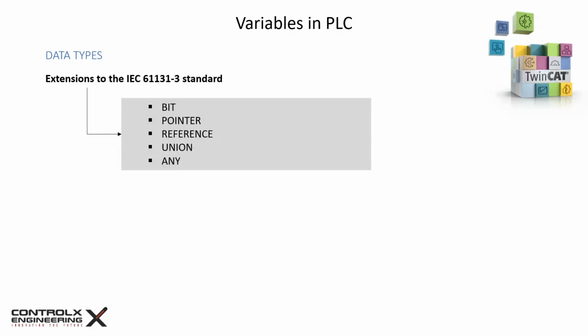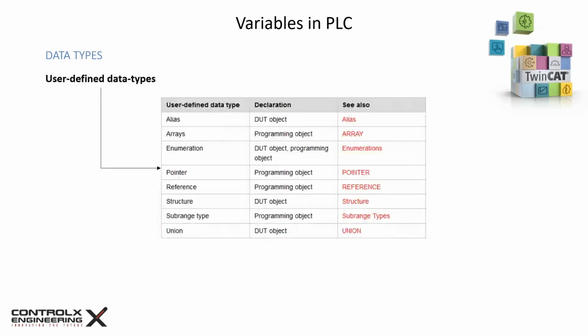Additional data types are also available in TwinCAT, and we will explore these in a future video. TwinCAT also allows user-defined data types based on the existing data types. These data types are either organized as a separate DUT object or declared within the declaration part of a POU. They are also distinguished based on their purpose and syntax. We will cover these data types in more detail in a future video.